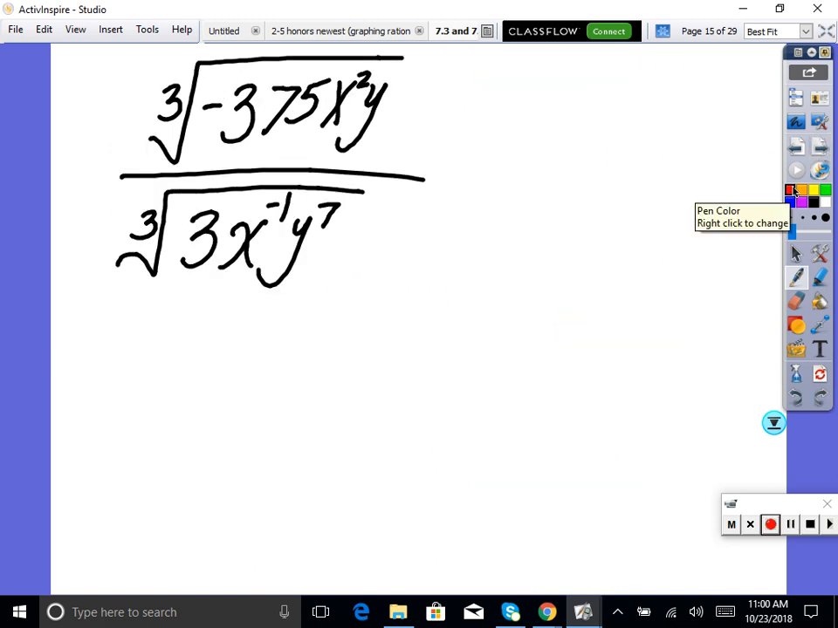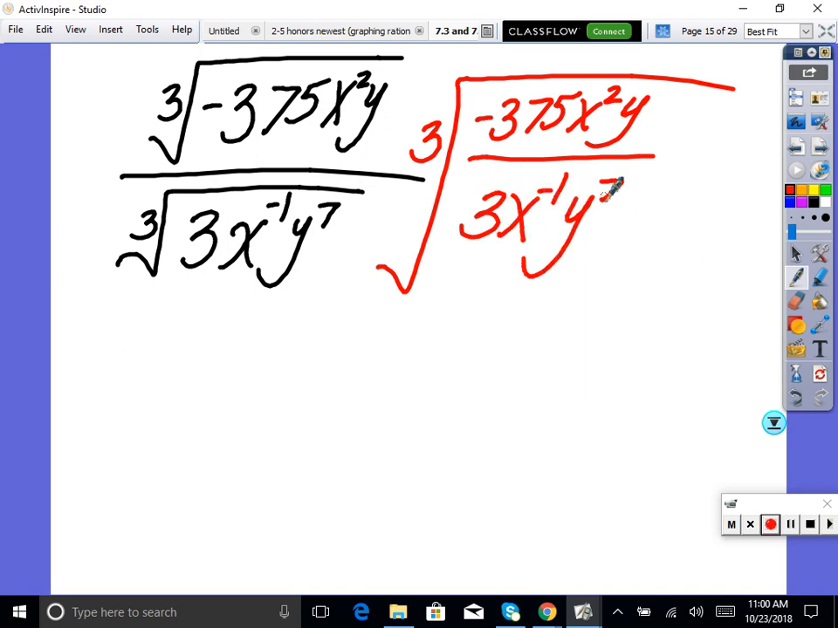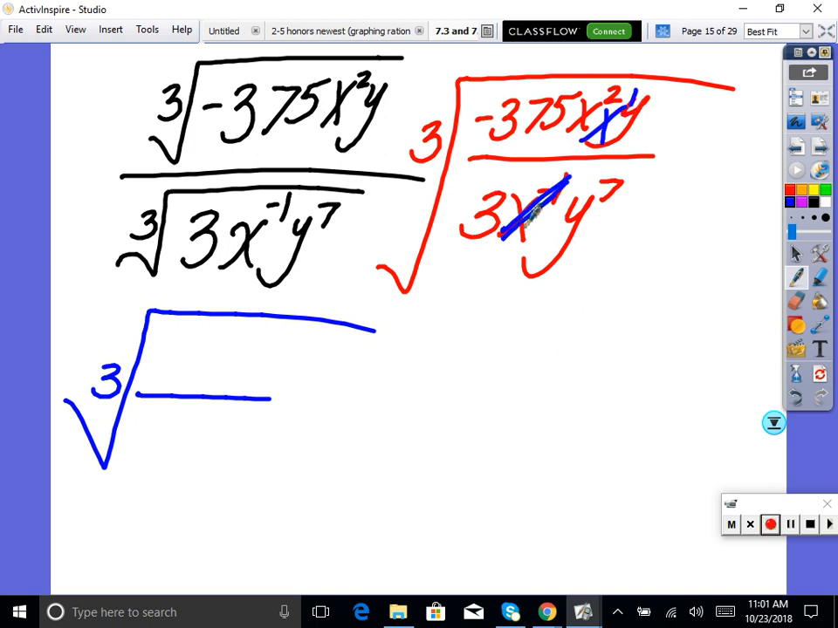Hey, I'm almost done. This is my last example, then I'm going to let you work on 7-3 for like a half hour. Here we go. Putting it together, last one. The cube root of negative 375 x squared y divided by 3x to the negative 1 y to the 7th. Looking at this, x to the negative 1, shouldn't I just make it x to the positive 1 on top? So now negative 375 divided by 3 becomes negative 125 on top. We have an x squared and an x to the 1, which is x cubed on top, right?